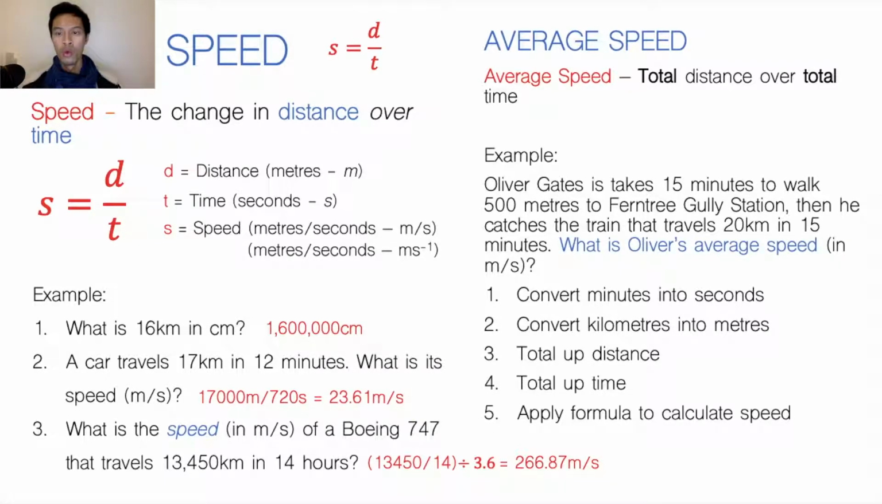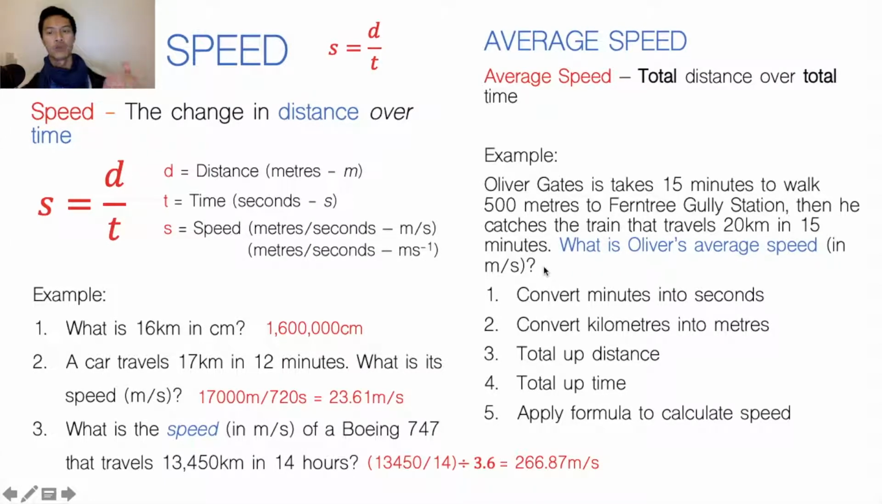Imagine if you are Oliver Gates and you live in Ferntree Gully and you take about 15 minutes to walk 500 meters to Ferntree Gully Station. Okay. Then you catch the train and it travels 20 kilometers in 15 minutes.